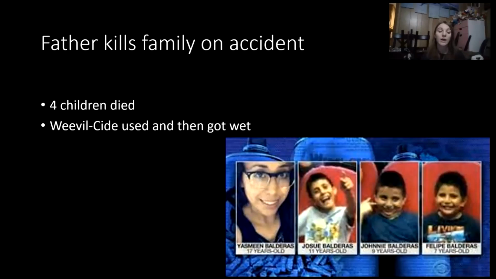By the time authorities had got there, there was already one kid unconscious and unresponsive, who later was going to be pronounced dead, and there were also 7 other kids, and the 2 parents were also sick. They ended up all getting rushed to the hospital. However, before they could all get saved, 3 other children had died from this father applying the weevil-side underneath his home.